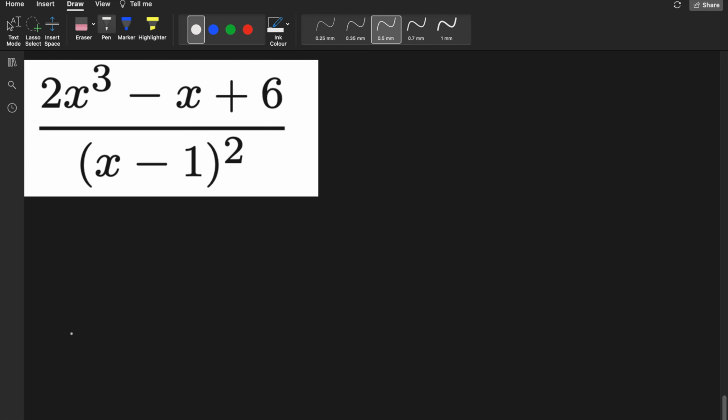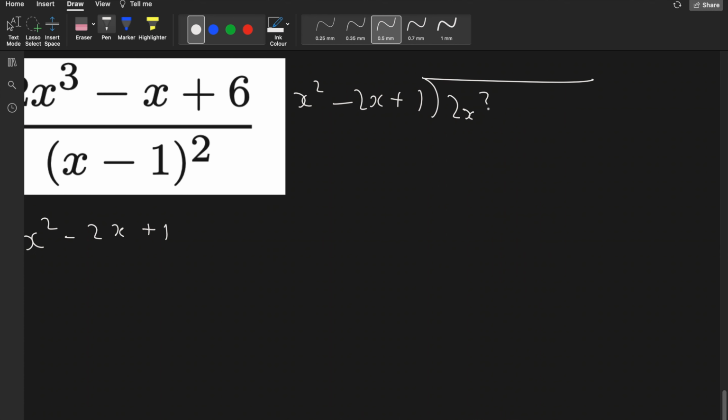Okay, so first let us expand x minus 1 whole squared, which is x squared minus 2x plus 1. So the divisor here is enclosed by the symbol with the dividend inside, and close it. So it will be 2x. Now let's subtract.